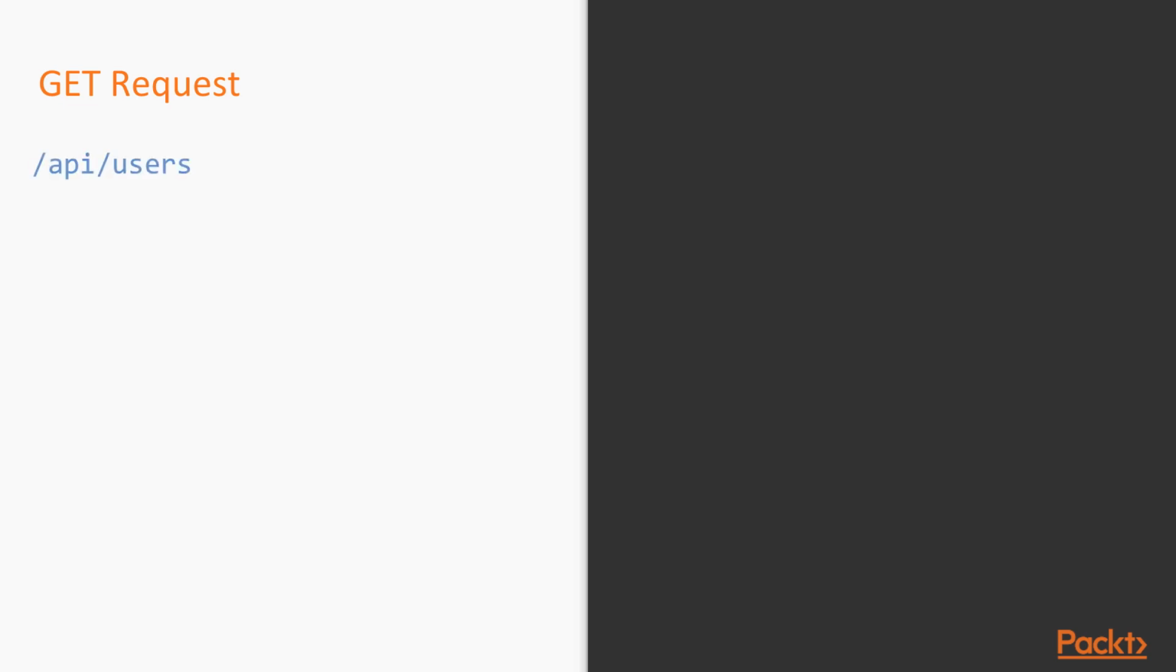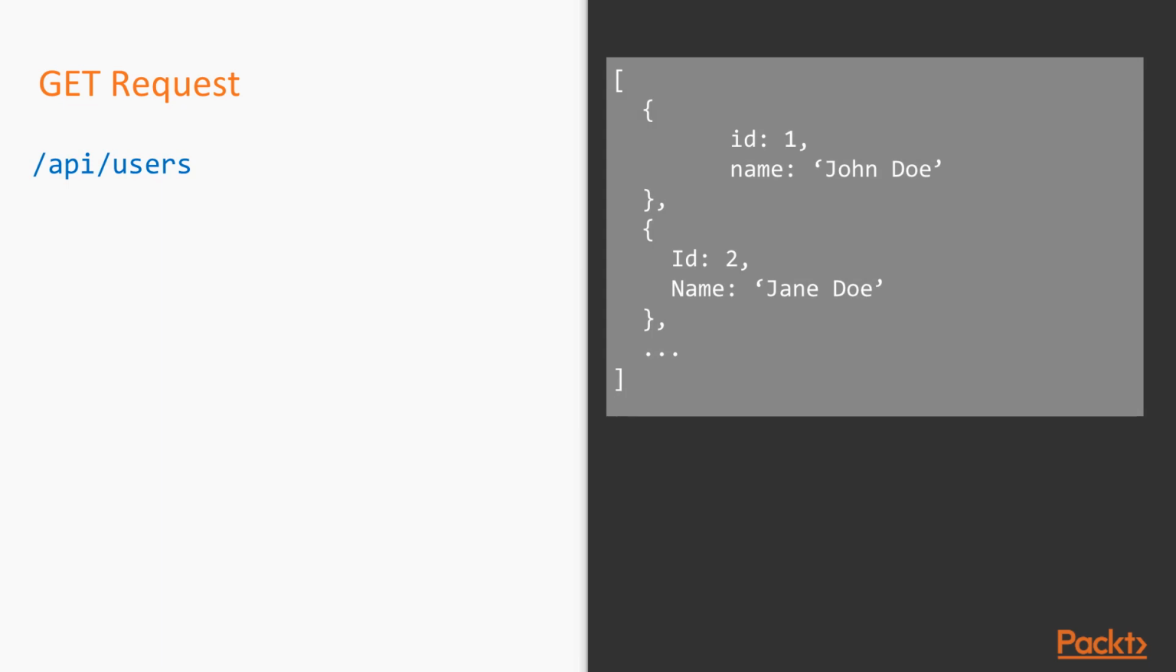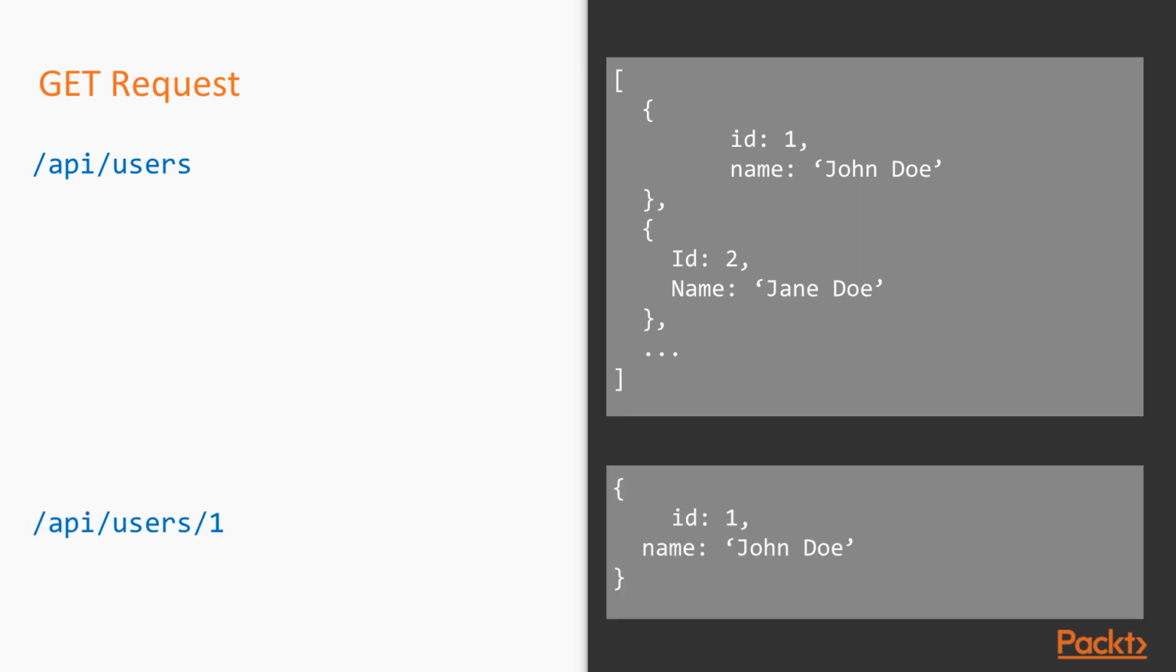Now we can make different types of HTTP requests to this endpoint, and different HTTP requests perform different operations. We can make requests like GET, POST, PUT, and DELETE. If we want to get the data of all the users, we make a GET request to this endpoint, and the service will return to us all the users. Now if we want to get the data of one specific user, we pass the ID of that user in the endpoint, like so. And the service will return to us the data of that specific user.